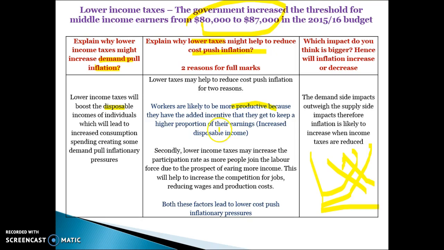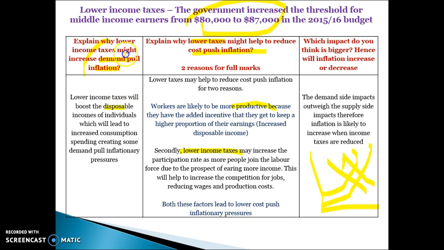And secondly, lower income taxes encourage people to join the workforce. So that leads to an increase in participation. The increase in participation leads to increased competition for jobs, which all helps to reduce wage pressures and costs of production. So both of these factors can potentially lead to lower cost push inflation. One, because workers are more productive because they get to keep more of their money. And two, the increases in participation then increase competition for jobs and keep wage pressures down.